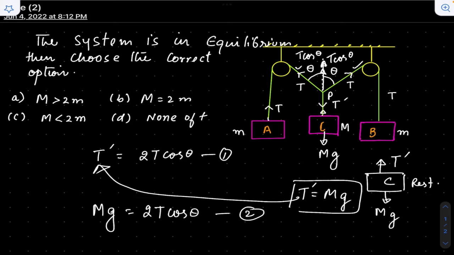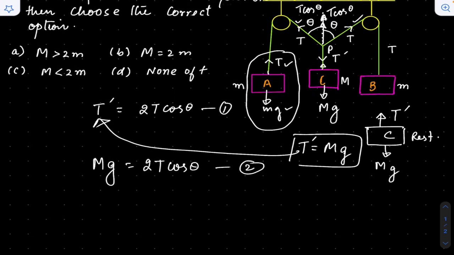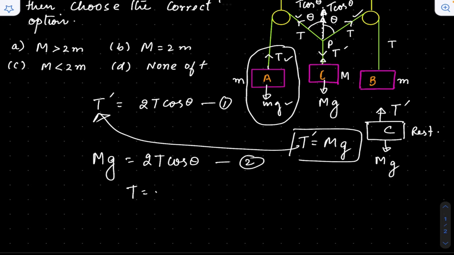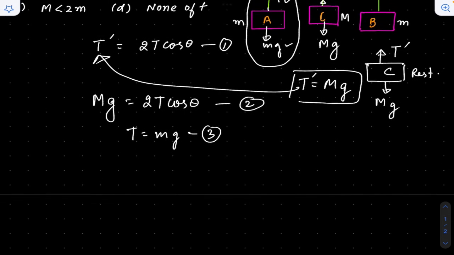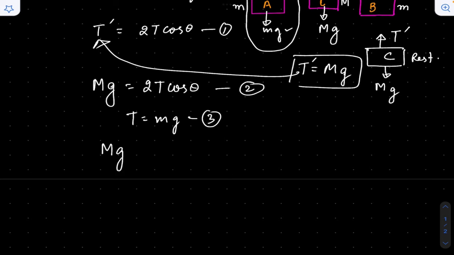Now from diagram A, we can see small mg acting downward. From this FBD, as A is at rest, the total upward force, which is tension T, is equal to the total downward force acting on A, which is small mg. So T is nothing but small mg. This is our equation number 3. We can substitute equation 3 in equation 2. So capital Mg becomes 2 times small mg cos theta.